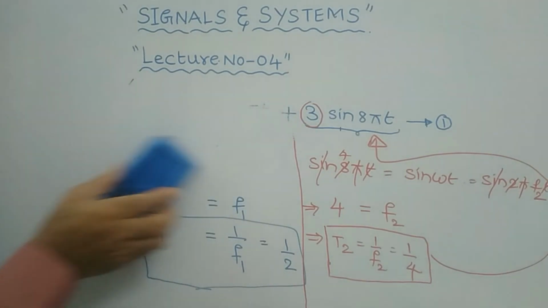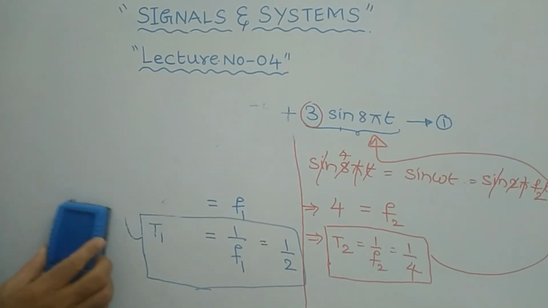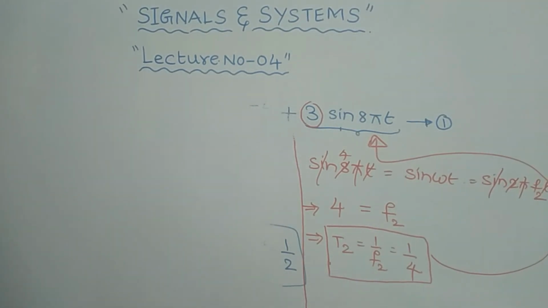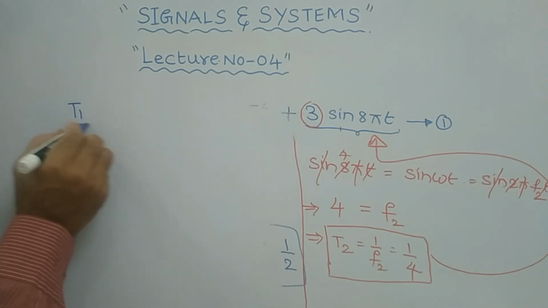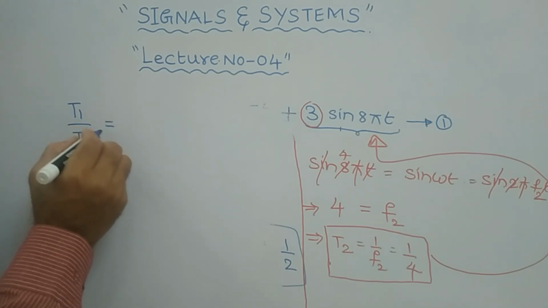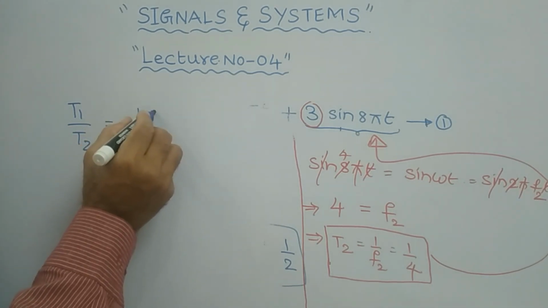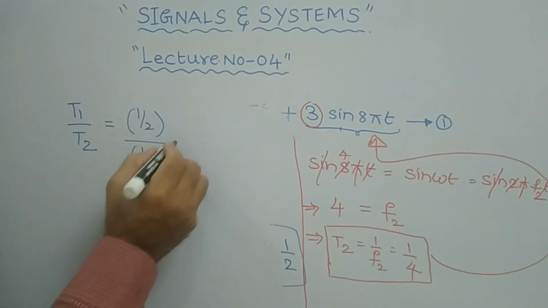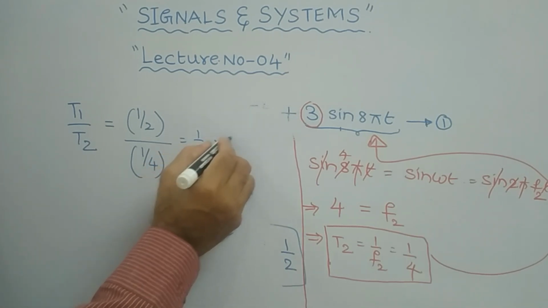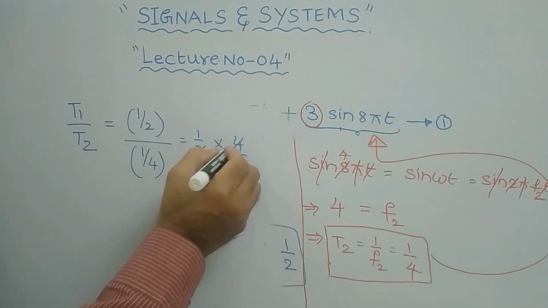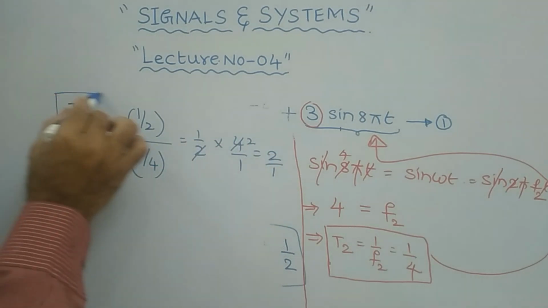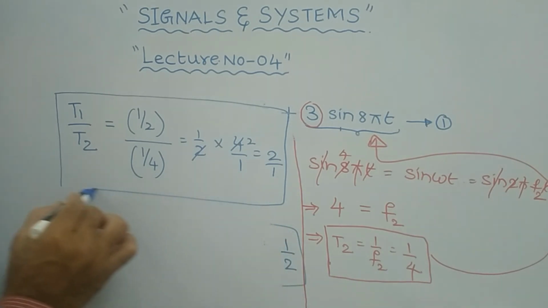It must be a rational number. So T1 is equal to 1 by 2 and T2 is equal to 1 by 4. Now the ratio T1 by T2 is 1 by 2 divided by 1 by 4, which is 1 by 2 into 4 by 1, equal to 2 by 1. Obviously, it is a rational number.